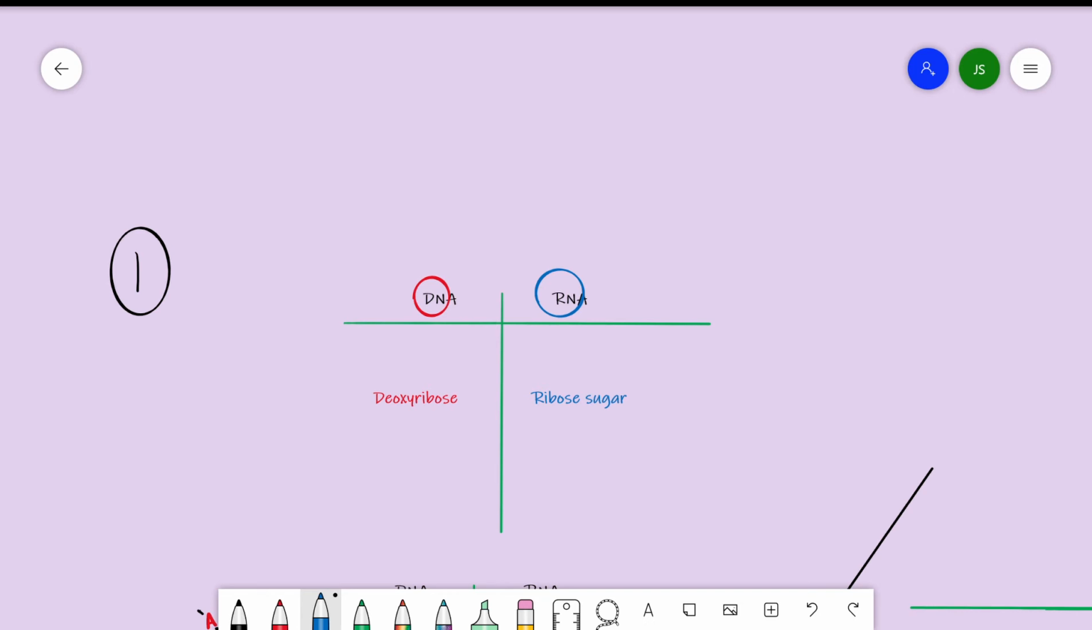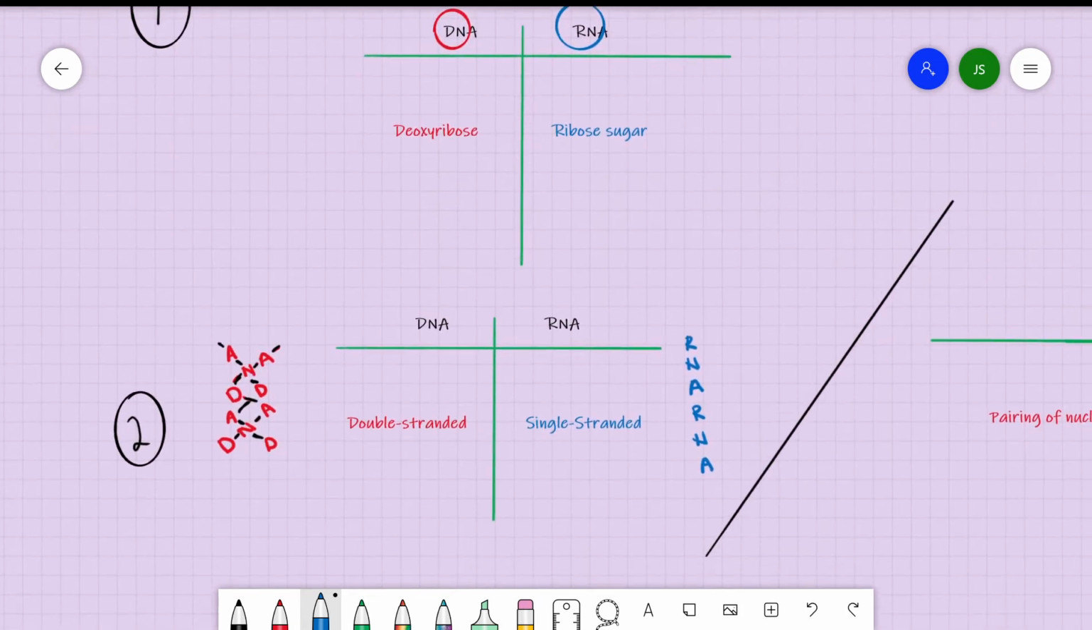The differences between DNA and RNA. Firstly, DNA has deoxyribose sugar. DNA starts with a D, and so does deoxyribose. RNA has ribose sugar, and both RNA and ribose start with an R. This is an easy way to remember this difference.